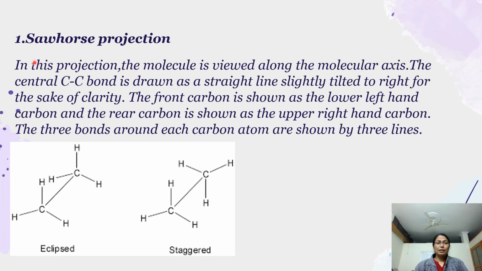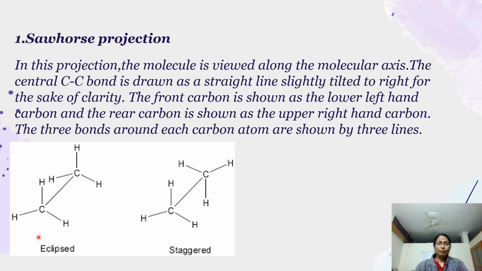Now, let us start with the Sawhorse projection. इस projection के अंदर molecule is viewed along the molecular axis. That is, we view along this axis CC. The central CC bond is drawn as a straight line. आप देख सकते हैं एक ये straight line द्वारा आपको बनाना है. And this is slightly tilted to the right. ठीक है, और ये right की तरफ slightly tilted होता है.